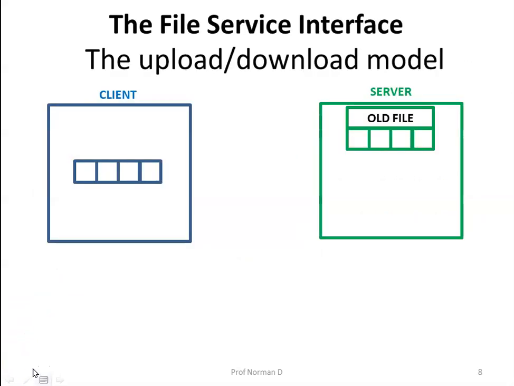File services can be split into two types depending on whether they support an upload-download model or a remote access model. Here we will discuss the upload-download model. We have the client and we have the server. In the upload-download model, the file service provides only two major operations, that is, read a file and write a file. The first operation transfers an entire file from one of the file servers to the requesting client.